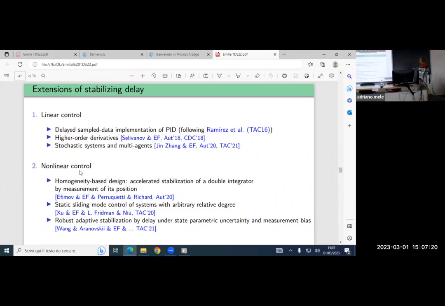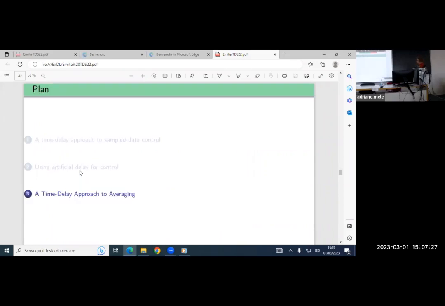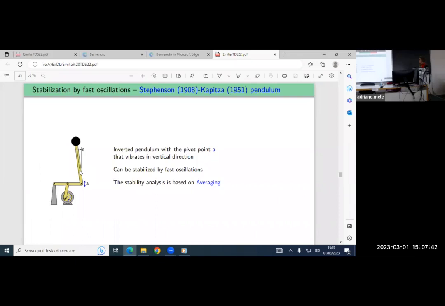And now there are a lot of extensions of stabilizing delay for nonlinear cases and so on. And I will mention briefly a very recent time delay approach, this time to averaging. And what is averaging? For instance, you have an inverted pendulum and you can stabilize it by using appropriate amplitude and high oscillations. And how to give a mathematical proof why this may be stable? This uses averaging that I will explain later on, but now I just want to show you what it means.